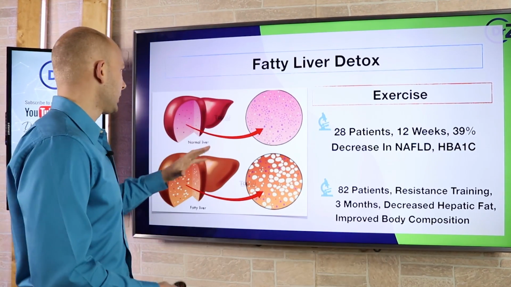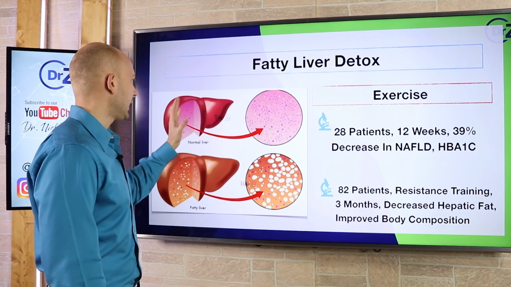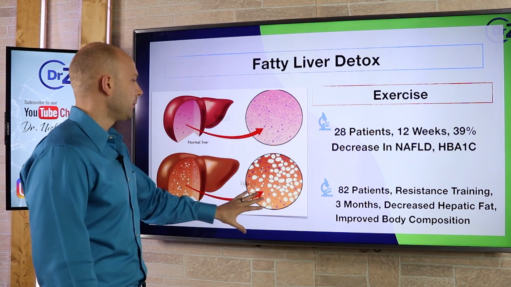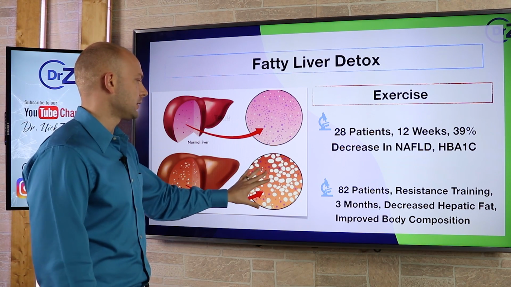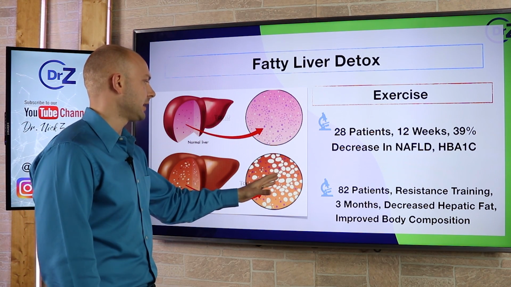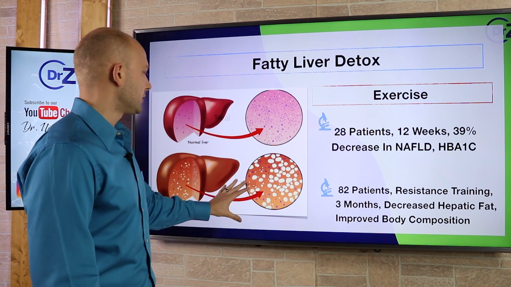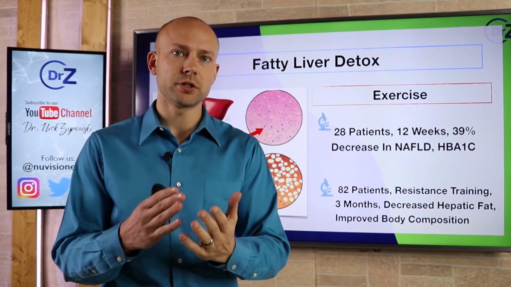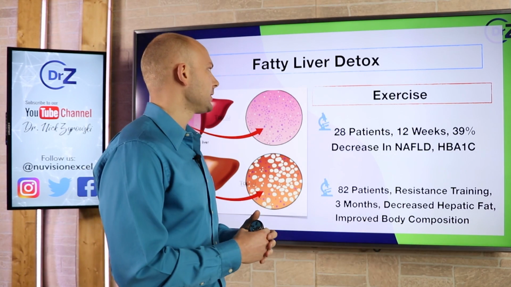I wanted to show you this picture here. This is a cross-section of a healthy liver. This is what it looks like. And this is a cross-section of a fatty liver. And we can see all the different fat deposits in here. We can see how devastating this can be. And so this is the unhealthy one we're trying to reverse, and exercise is proven to really do just that. Let's talk about a couple studies here.